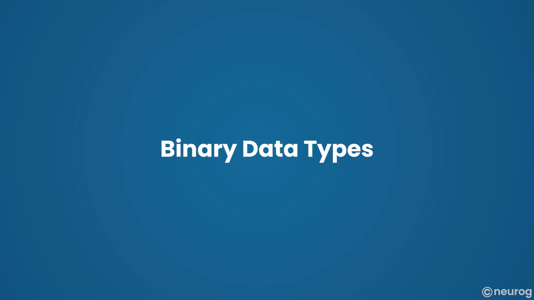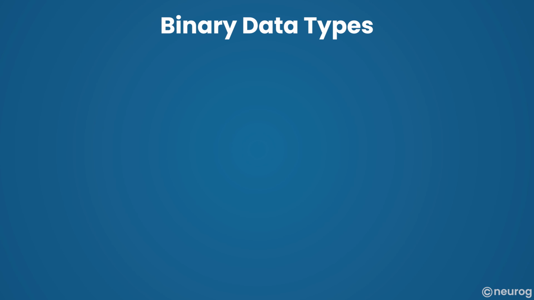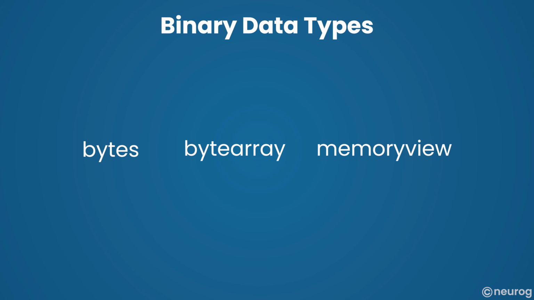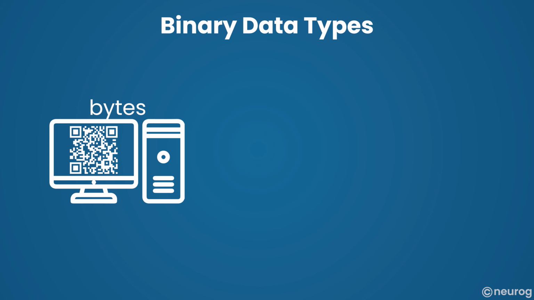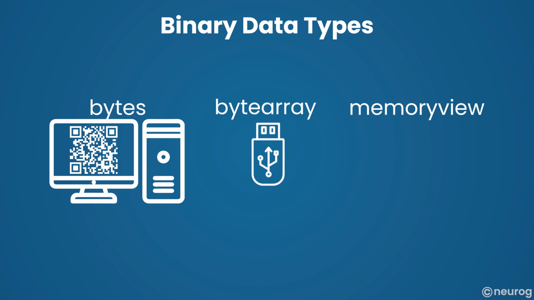we'll study later. Now let's explore binary data types. Python offers bytes, bytearray, and memoryview for handling binary data efficiently. The QR code displayed in bytes represents a practical application of binary data encoding. Bytearray efficiently manages binary data on the USB drive, while memoryview provides a magnifying glass for detailed examination.